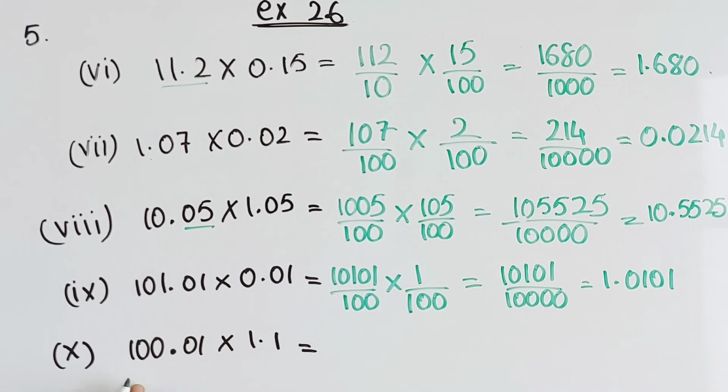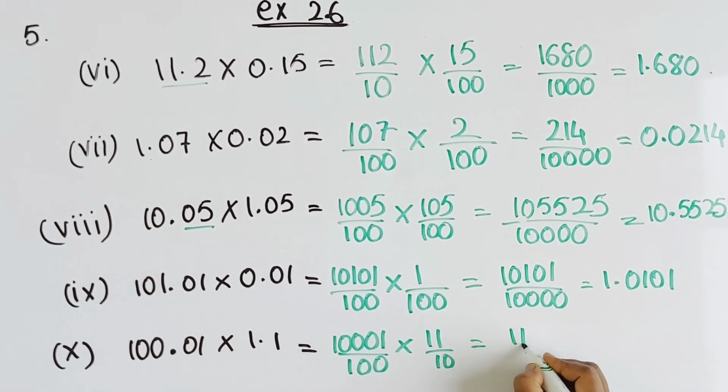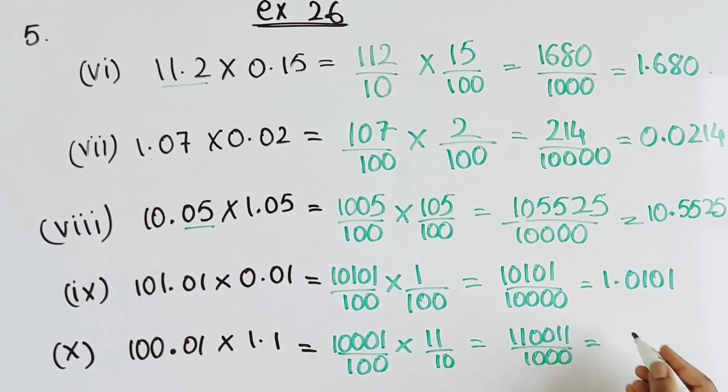Now last question, 100.01. 10001 divided by point place 1, 2 zeros, into 1.1. That means 11 by 10. Correct? 11 into this number. That means 110011, children. Divided by 100 into 10, 1000. 3 zeros in the denominator. So the answer is 110.011. Right, children?